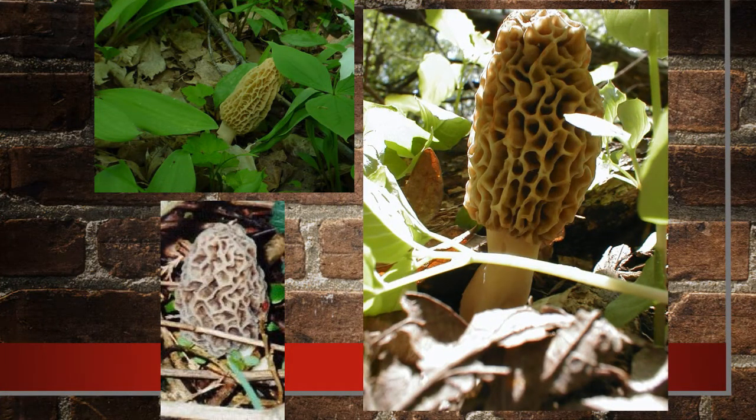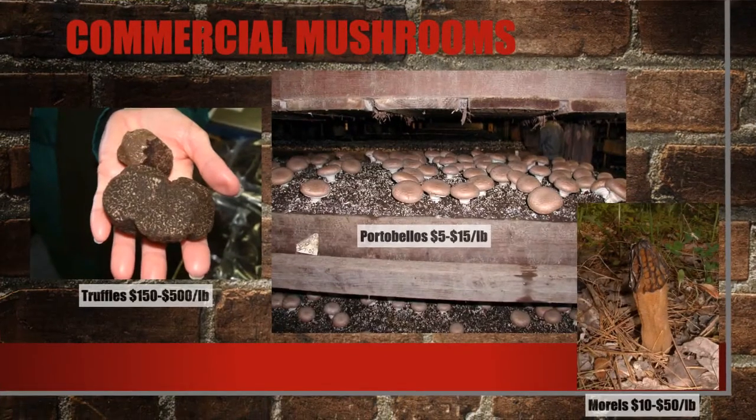Another picture of some morels. Fantastic, right? How much do mushrooms go for? Well, some mushrooms are worth a heck of a lot of money. Portobellos, not so much. You can buy those at the grocery store. Morels are a little bit harder to find, anywhere from $10 to $50 a pound, depending on what season you can provide them in.